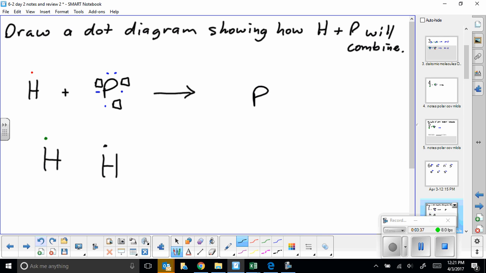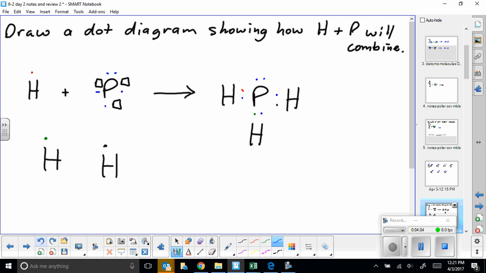So we're going to put the phosphorus, and we're going to put the 3 hydrogens surrounding the phosphorus. And the 1 hydrogen says, I'll share 1. The other one says, I'll share 1. And this one says, I'll share 1. Phosphorus says, okay, that's fine. I'll share 1 with you, 1 with you, 1 with you. And then the phosphorus had 5. 3 are being shared right there. So there's the 4th one, and there's the 5th one.